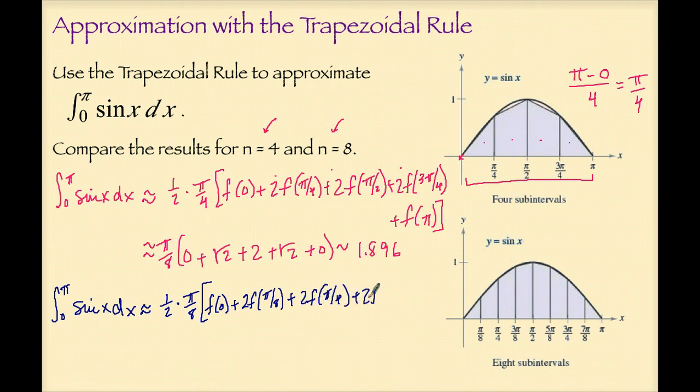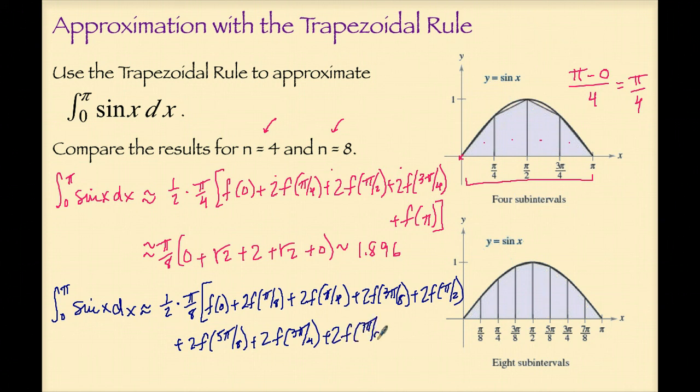plus 2 f of 3 pi over 8 plus 2 f of pi over 2 plus 2 f of 5 pi over 8 plus 2 f of 3 pi over 4 plus 2 f of 7 pi over 8 plus 1 f of pi.